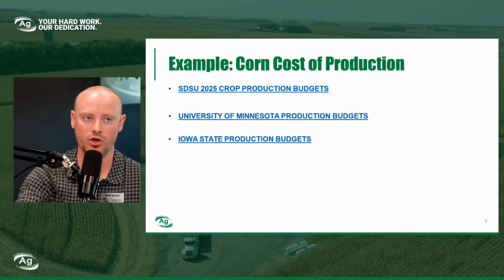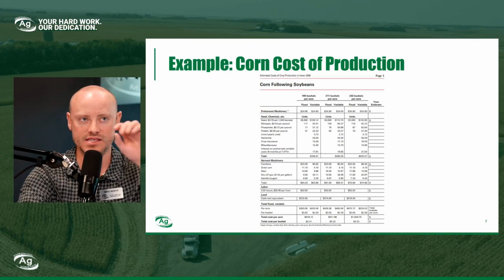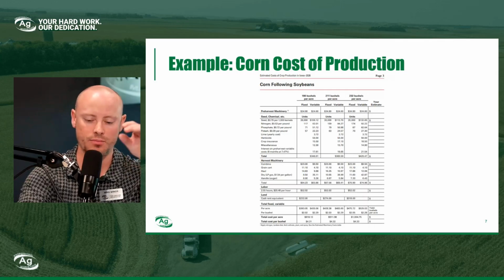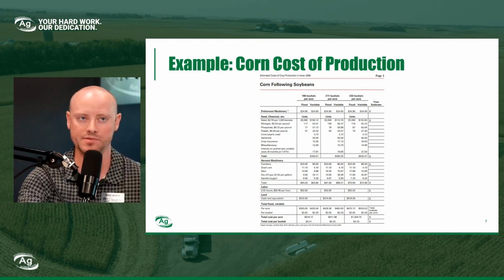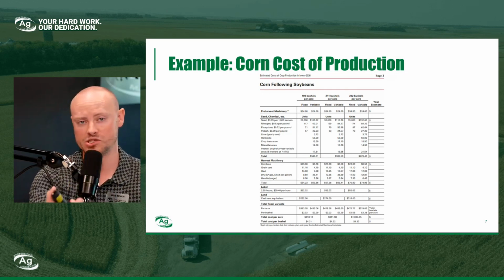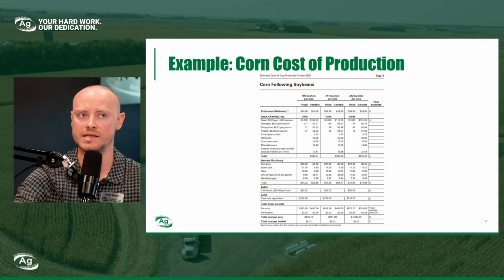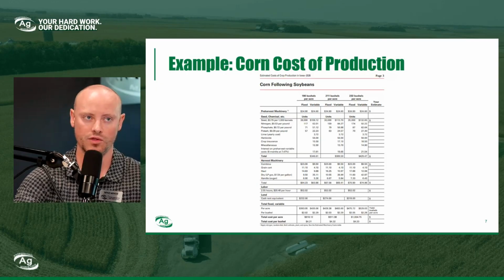And just a quick reminder on that, this is kind of how their sheet looks. They break it down by many different crops and crops following different crops. But in a normal rotation like this one, it would be corn following soybeans. They break it down into fixed and variable expenses, and work their way down the list.